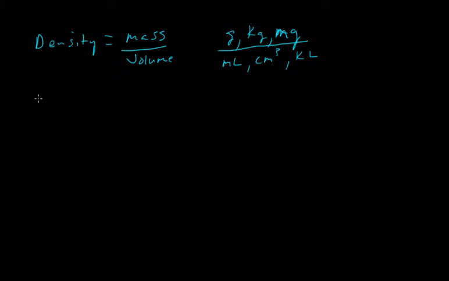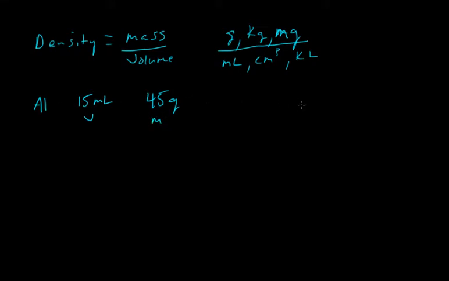So let's say, for example, I had a block of aluminum metal. Let's say it had a volume of 15 milliliters, and let's say it weighed 45 grams. So I know that the volume of my block of aluminum is 15 milliliters, and the mass of my aluminum is 45.